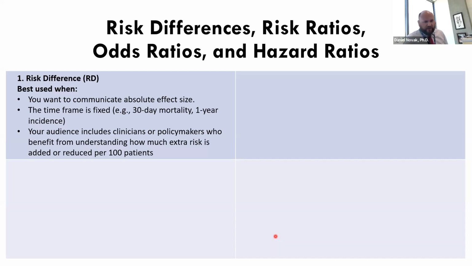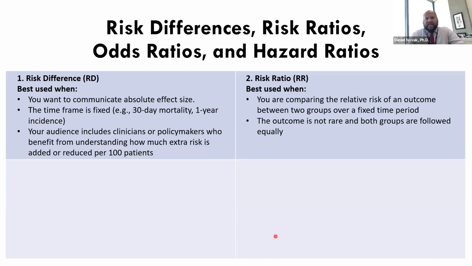However, it's in a fixed time frame. And you should use this when your audience is clinicians or policymakers who really want to know how much extra risk is added or reduced per 100 patients, right? So for 100 people, your risk difference can tell you really quickly how many people would be affected by a change that you're proposing or something like that.